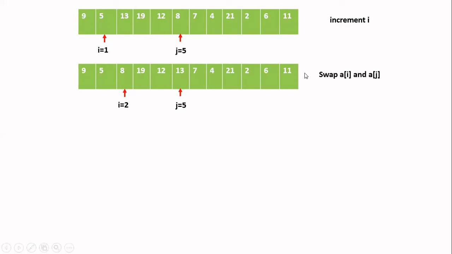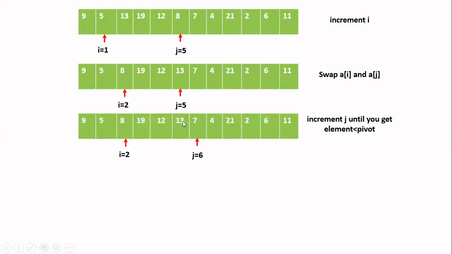Okay, now again I have to continue with the same process. Increment j until you get an element which is less than the pivot. So now I have to move j to the next position. Here I have 7. 7 is less than the pivot element 11. So once I got an element less than the pivot, the next step is increment i and swap A of i and A of j. So now we are going to do that.